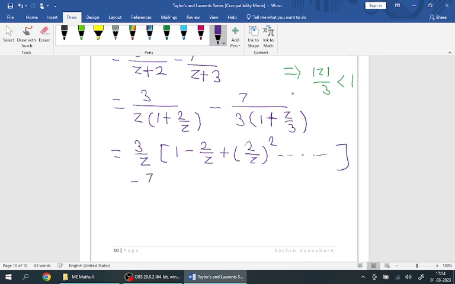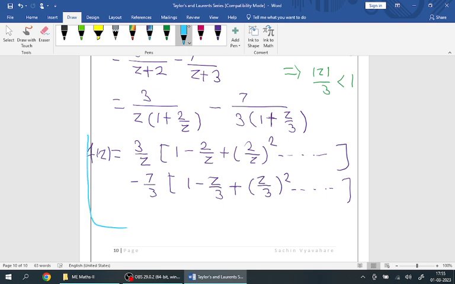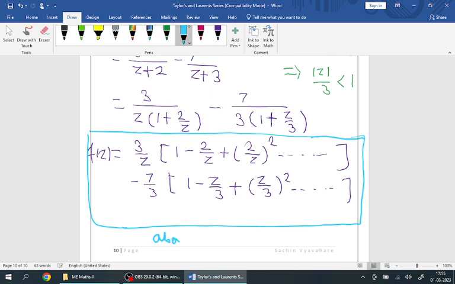Minus 7 by 3, 1 minus z by 3 plus z by 3 bracket square minus, and so on. Yes, you can keep this as the answer. If you want, you can do a little simplification by taking the terms inside the bracket. But yes, no need. You can keep this as the answer. This is again a Laurent series about the point z equal to 0. The reason is, yes, the negative powers also appeared there. So that's a Laurent series.